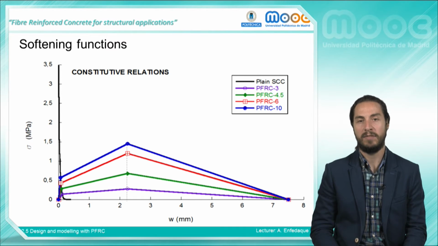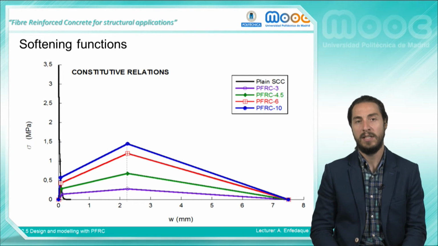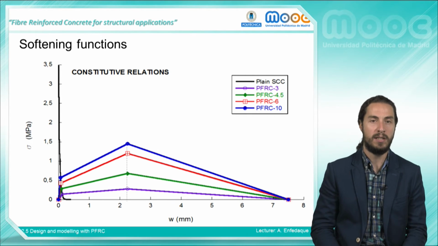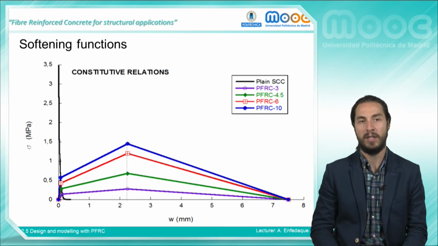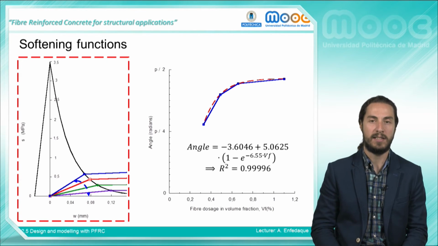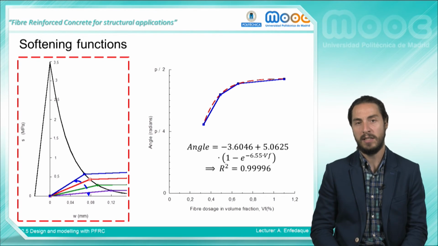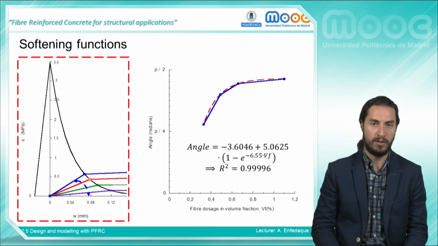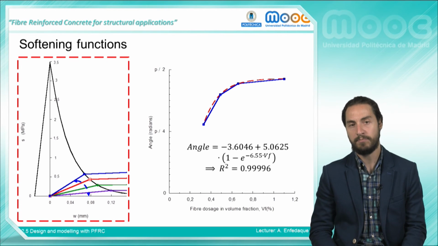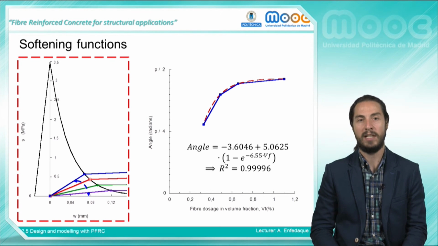But apart from defining the softening functions in the cases of adding 3, 4.5, 6, and 10 kilograms of fibers, the most interesting part would be to establish the functions that relate the minimum load in the unloading branch and the maximum reloading value to the amount of fibers added. In order to find this function, the slope of the straight line that connects the origin of the graph of the softening function with the minimum load in the unloading branch has been related with the volumetric fraction of fibers in the 4 cases studied. By performing this graph that appears on the right part of the slide, we can see that there is an exponential function that fits the experimental data with great accuracy.